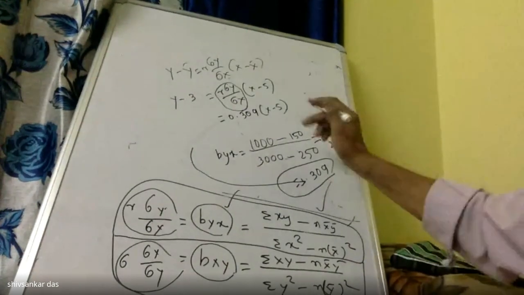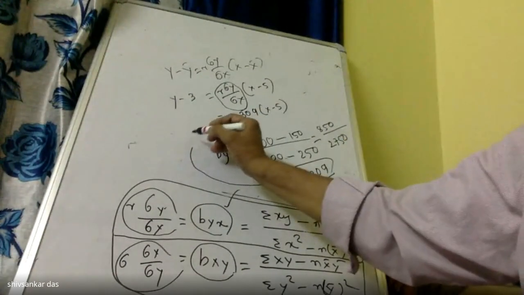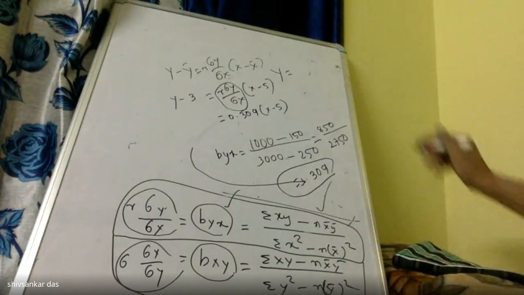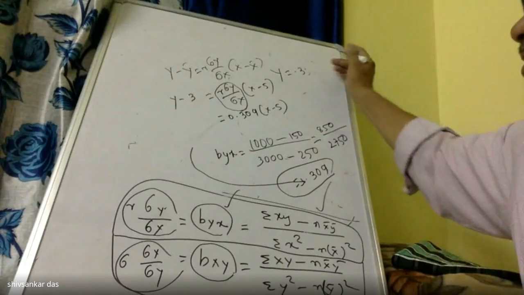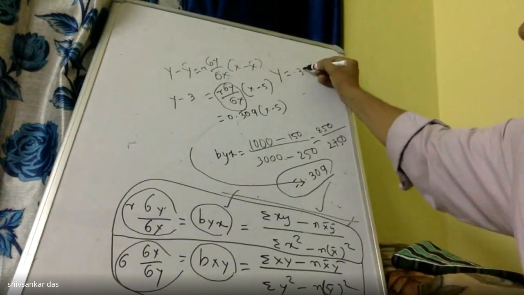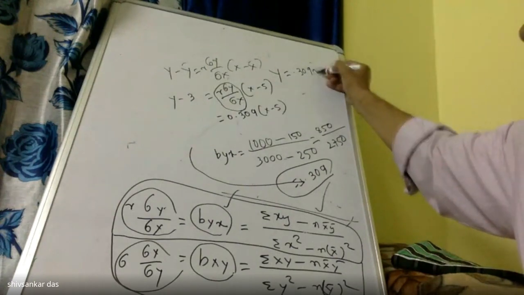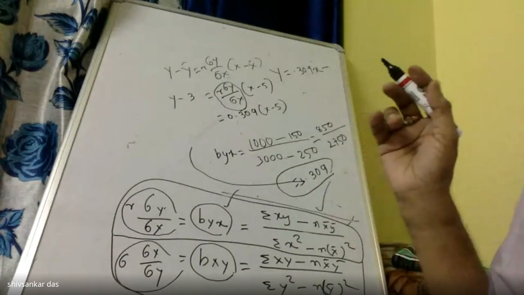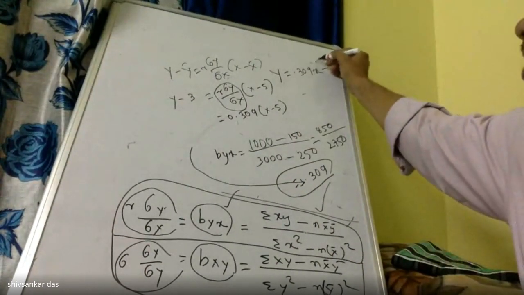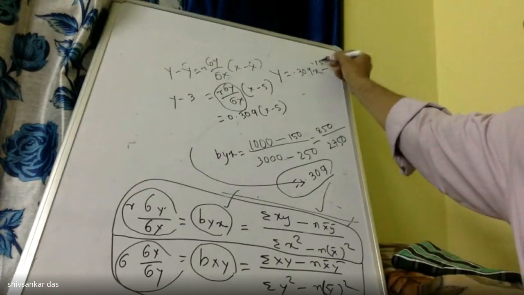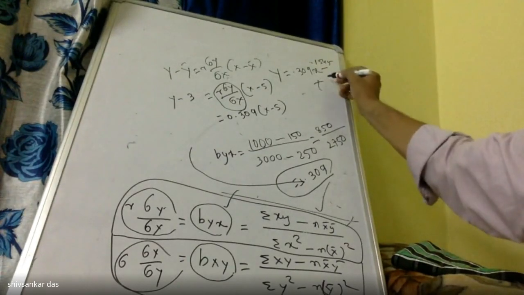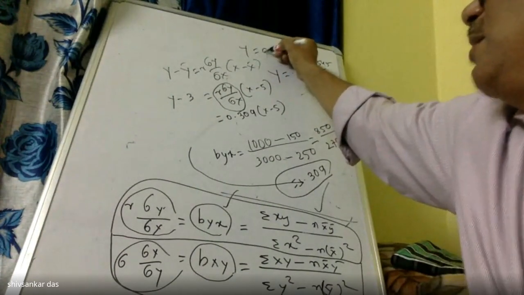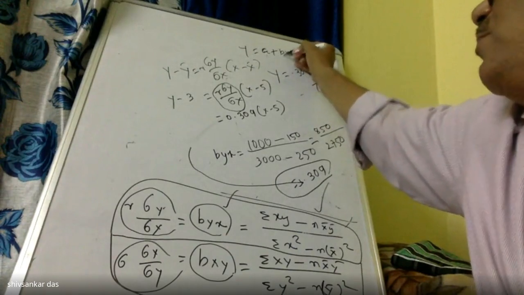Okay. So now y is equal to 0.309 in x minus 0.1545 plus 3. Now it has come in the form of y is equal to a plus bx.